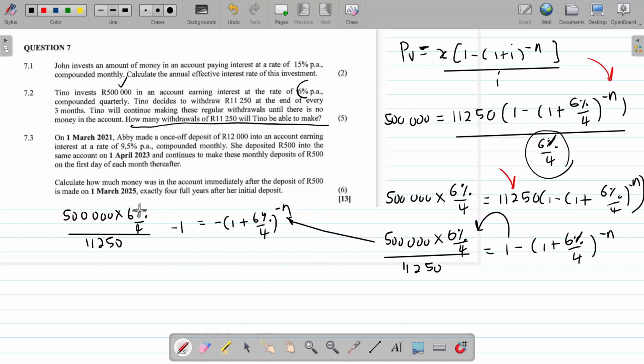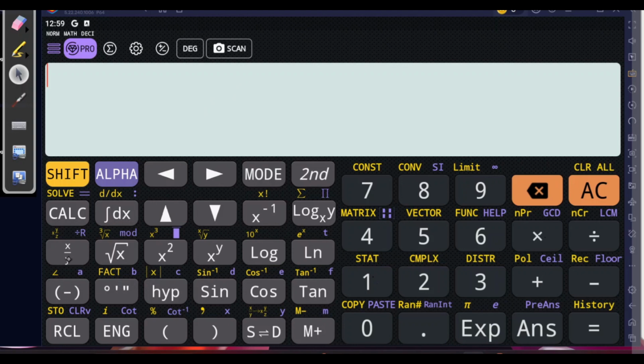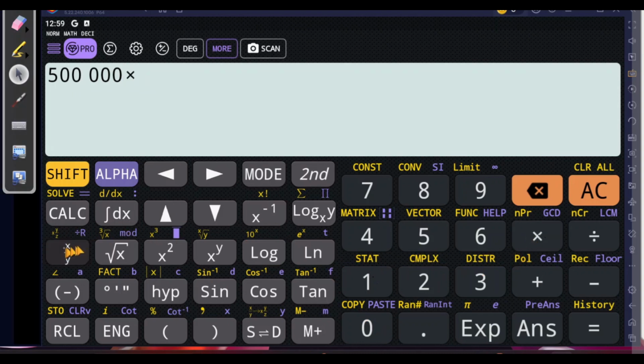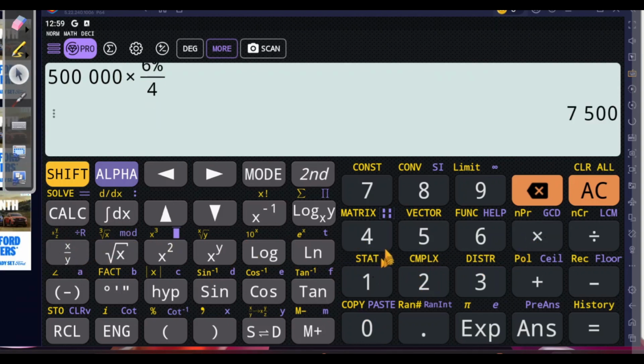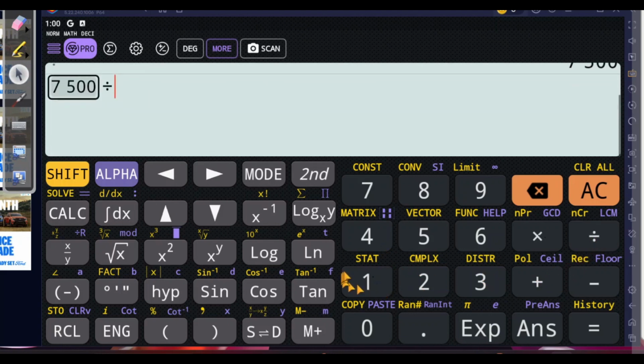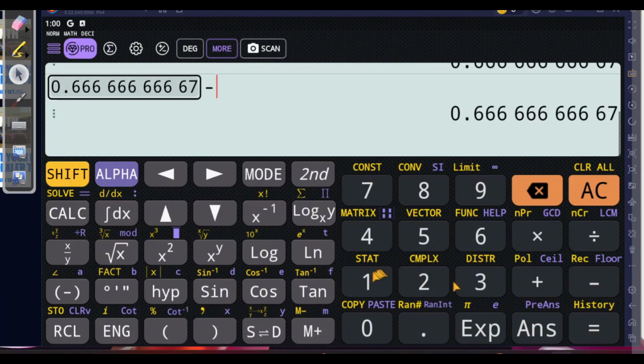Right. So now over on this side, I'm going to hit this on the calculator, because it's this entire thing over here. I'm going to go to my calculator. That's 500,000 multiplied by the 6% over 4, divided by 11,250, minus 1. I'm going to start off with my 500,000. Then it multiplies the 6% over 4. And then I divide everything by 11,250. Then I subtract 1 from that.